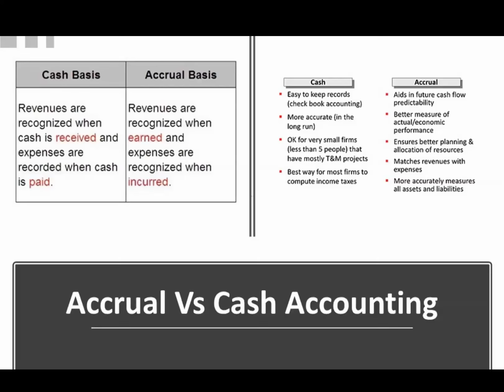Now, the good news is that you can actually do both in most accounting systems. In most accounting systems, you have the opportunity to run reports both ways, which allows you the option to do what is very common, which is to manage your business with accrual accounting and file your taxes with cash accounting. So that is an option for many types of businesses.